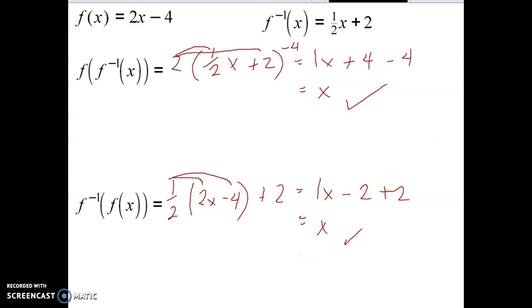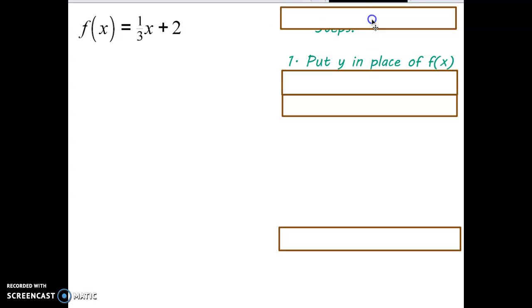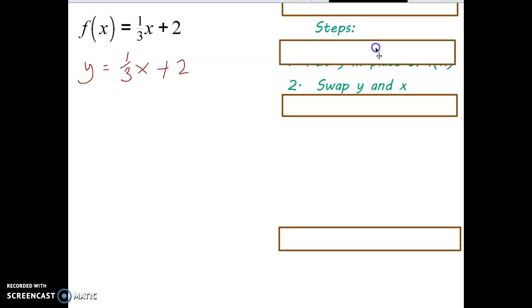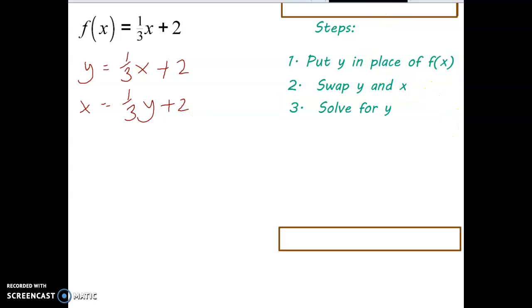All right, let's do a couple more where we just practice finding the inverse. Okay, so let's look at the steps. Step 1, put y in place of f of x. So I'll put in my y right there. All right, step 2, swap the x and the y variables. So remember, I'm just going to switch the places of those. All right, step 3, solve for y.